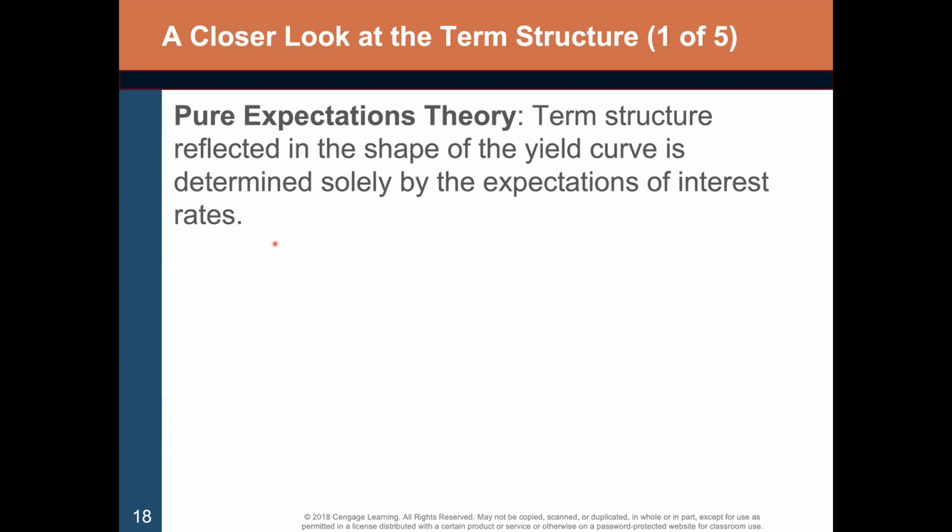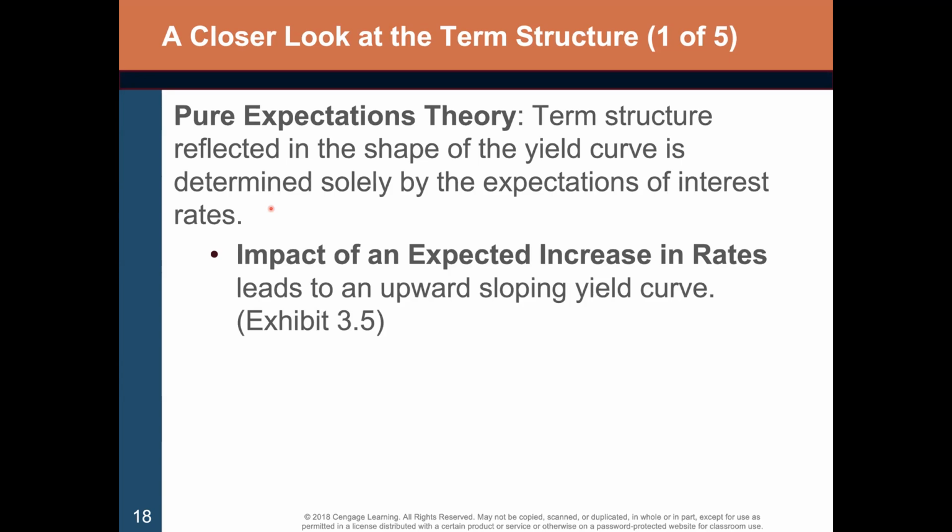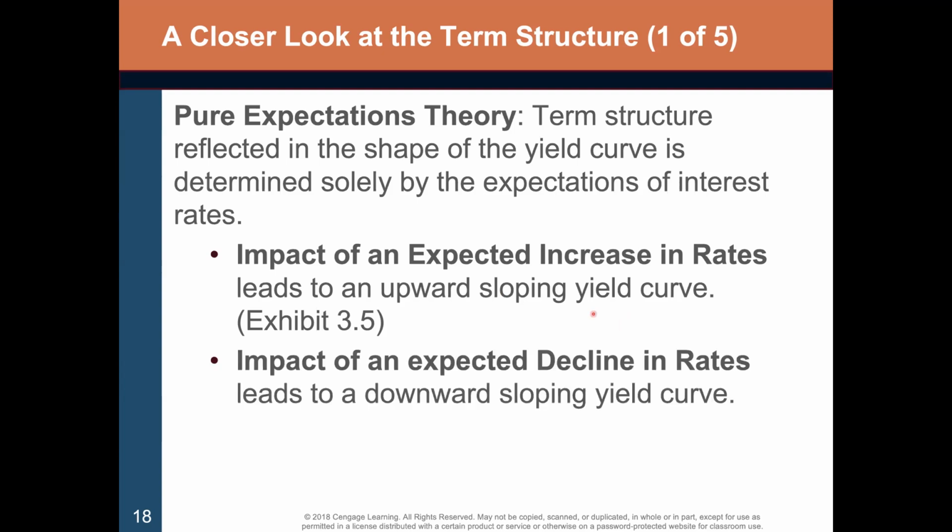So where are interest rates going to be in the future? And investors are often wrong with this, but this is the way pure expectations theory works. It's based on expectation. So what is the impact of an expected increase in rates? It leads to an upward sloping yield curve. And we'll look at that. It's in your book as well in Exhibit 3.5. We'll look at a chart here in just a second. What about an expected decline in rates? That leads to a downward sloping yield curve.